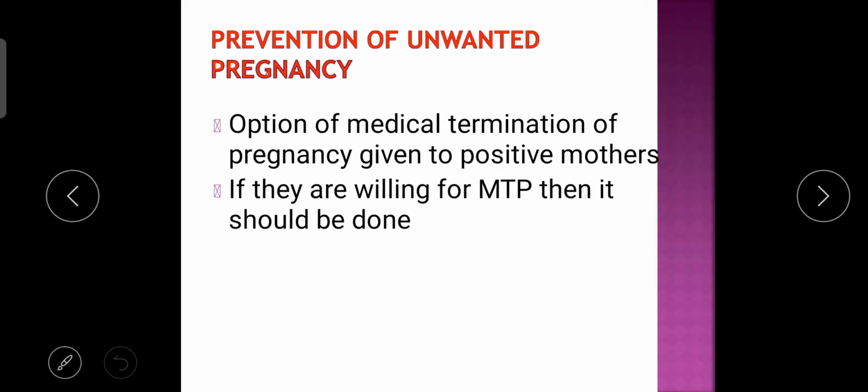So, prevention of unwanted pregnancy. The option of medical termination of pregnancy is given to the positive mothers. If they are willing for the MTP, medical termination of pregnancy, then it should be done. Meaning if HIV positive mothers don't want pregnancy but accidentally got pregnant, they can go for MTP, that is medical termination of pregnancy.